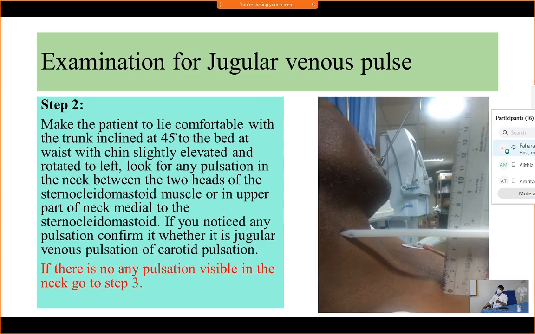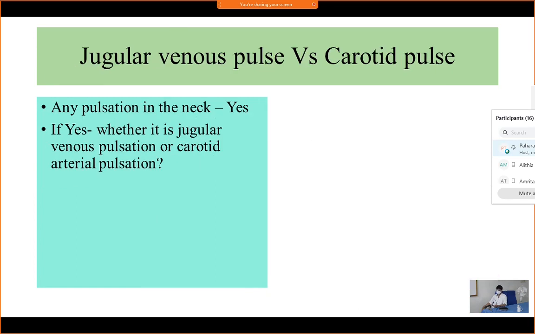Okay, here you can see, from the sternal angle, we measure the vertical height. So suppose here there is a pointer that shows the place where you get the pulsations, and the vertical distance from the sternal angle is around 5 centimeters. Then you have to add 4. We will see later on. But before that, if you get a pulsation, then you have to differentiate whether this is carotid or jugular venous pulsation. So, any pulsation in the neck? If yes, then you have to decide whether it is jugular venous pulsation or carotid pulsation.